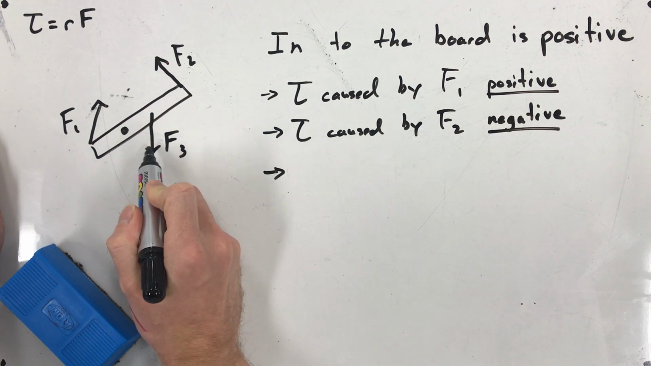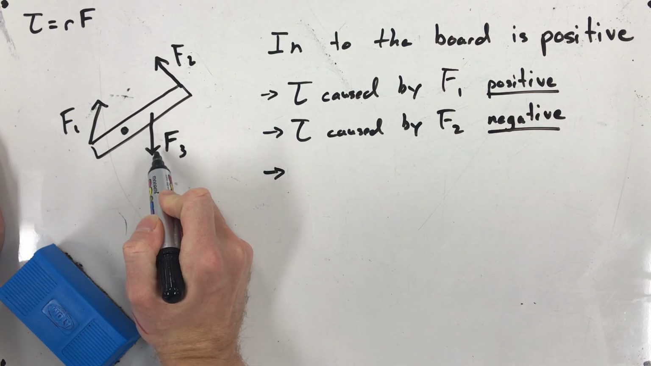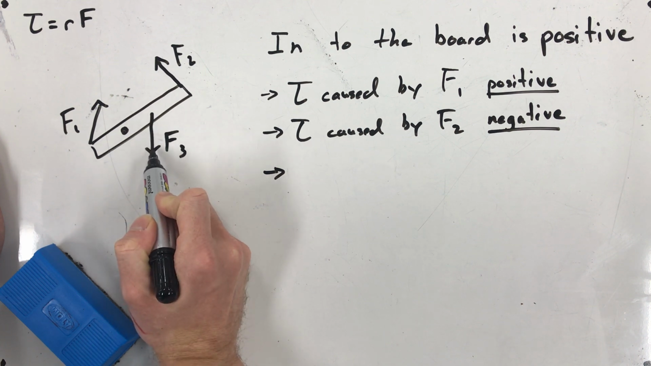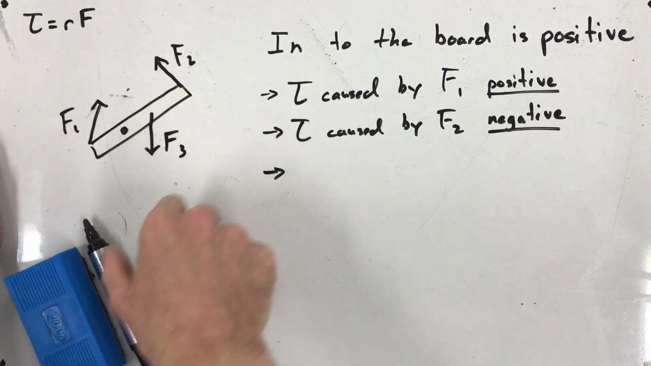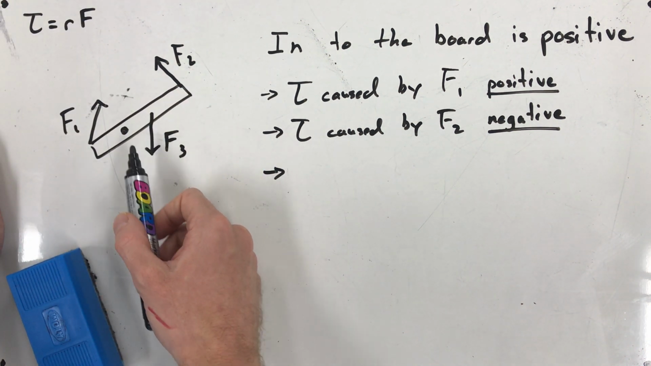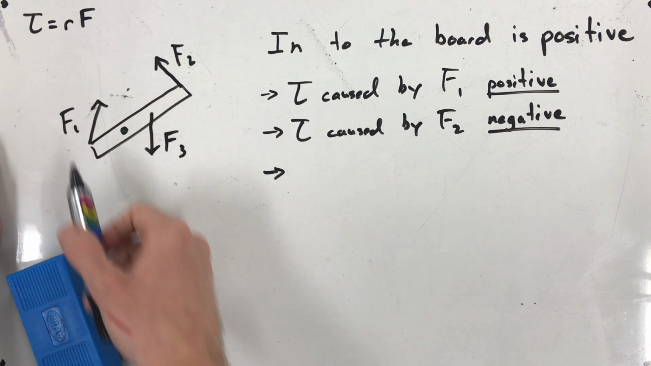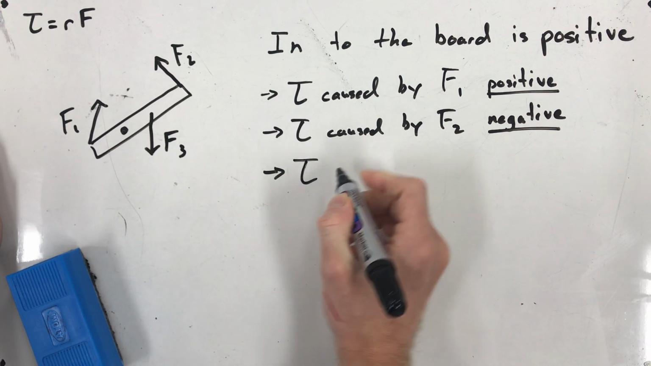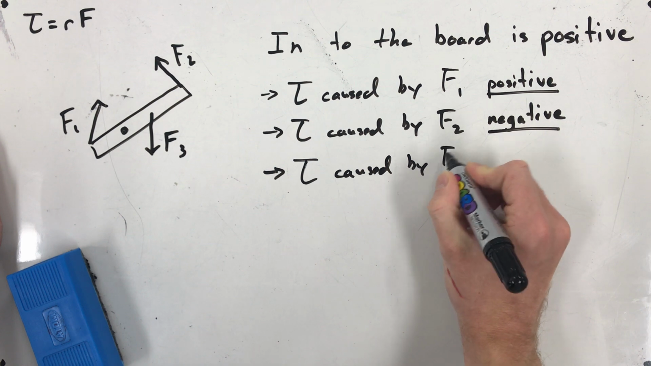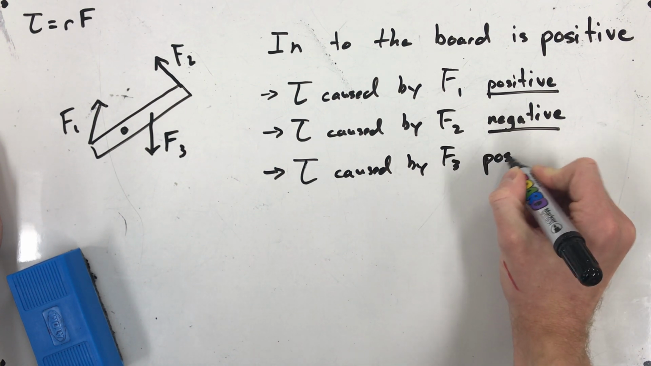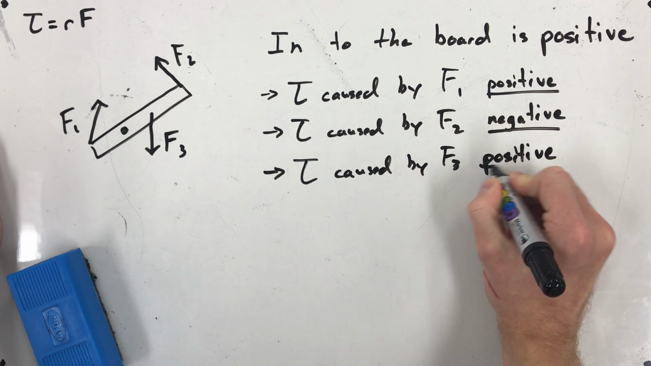And the torque caused by F3, if we look at F3, here it's pushing down, and it wants to make it rotate this way. So F3 is actually trying to make it rotate in the positive direction also. So the torque caused by F3 is also positive.